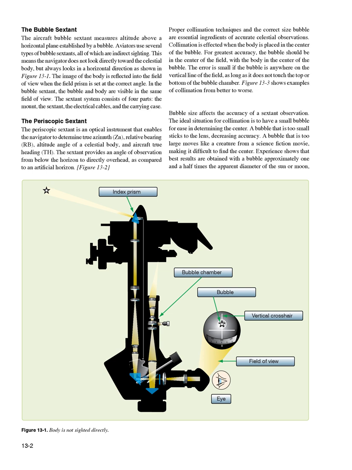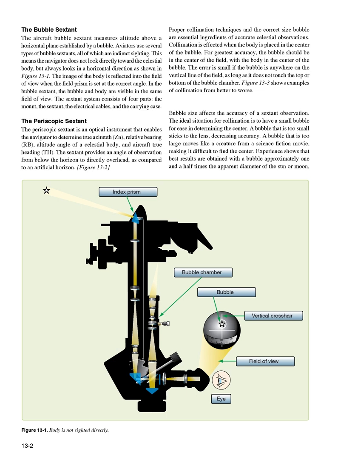For greatest accuracy, the bubble should be in the center of the field, with the body in the center of the bubble. The error is small if the bubble is anywhere on the vertical line of the field, as long as it does not touch the top or bottom of the bubble chamber. Figure 13.3 shows examples of collimation from better to worse.